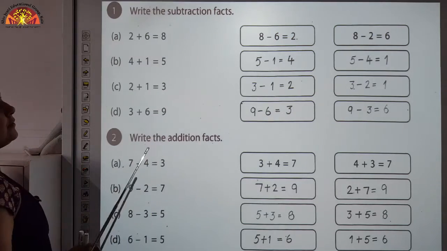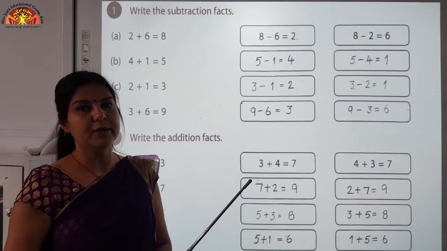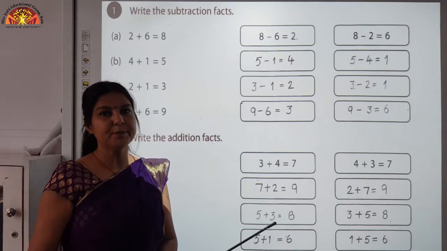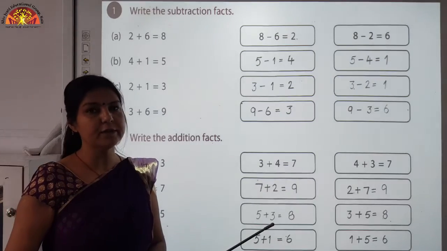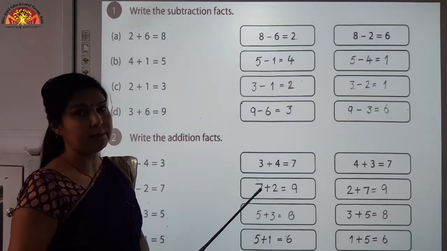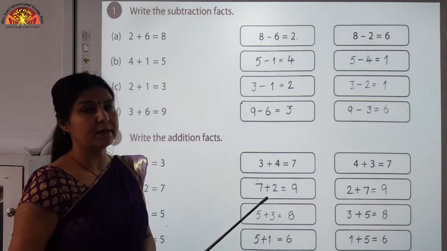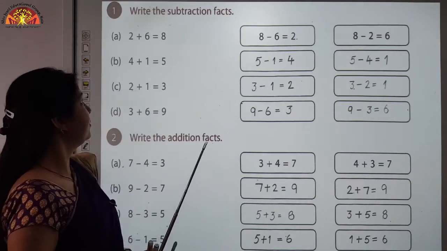Write the subtraction facts. Children, you know the order of numbers is very important in subtraction. A bigger number cannot be subtracted from the smaller number. So, we have to keep in our mind which number is bigger. So, how will we find out the subtraction fact? Let us see this sum on the board.